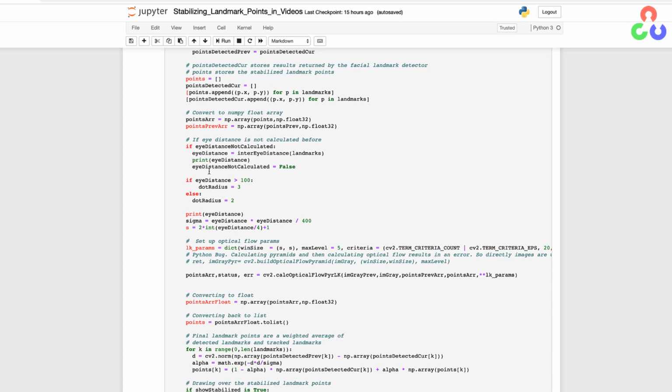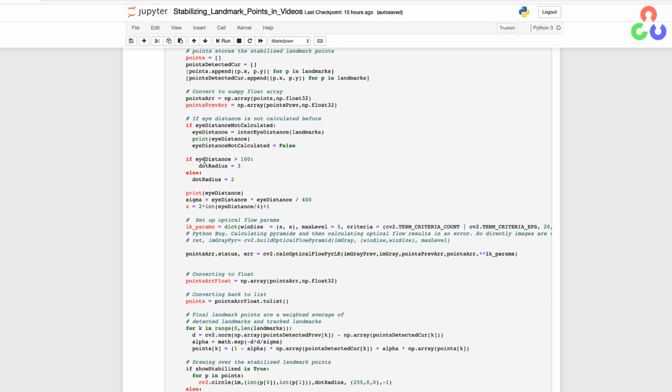Now, we want to do this processing at a particular scale. We need to know what kind of windows we are going to use for optical flow, etc. For that, we need to find what is the size of the head. Now, we could use the size of the detected face, but that is more noisy than finding the distance between the eyes. The distance between the eyes is a very good measure of the size of the face. And that's why we are finding the distance between the eyes. It will be used to calculate a lot of things.